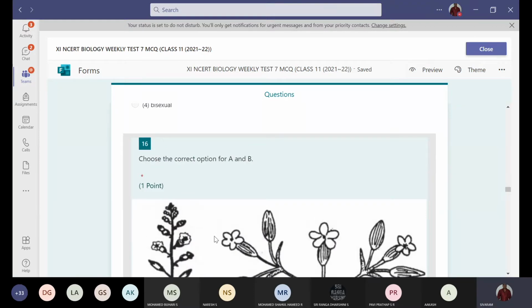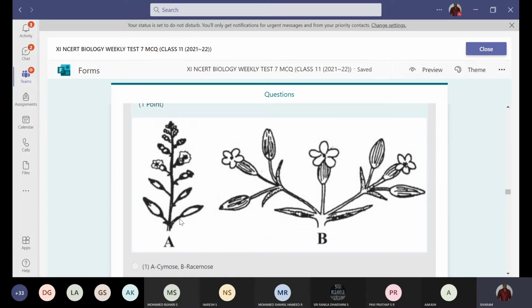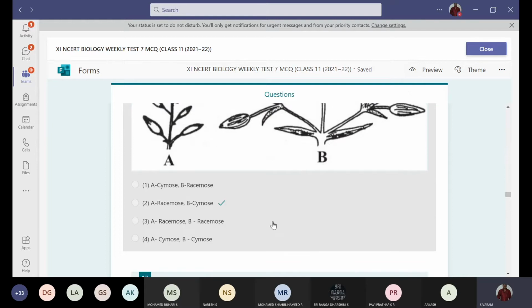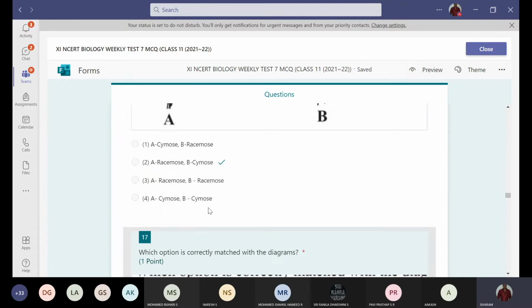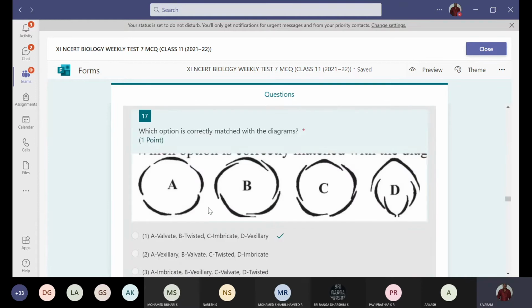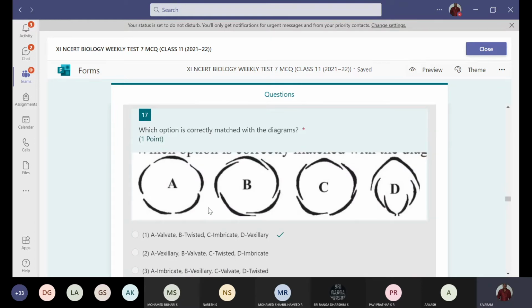Next, choose the correct option for A and B. Here A is a racemose type of inflorescence and B is a cymose type of inflorescence. Racemose and cymose, option 2. And next, which option is correctly matched with the diagrams? A is valvate, B is twisted, C is imbricate, and D is vexillary type of estivation. So valvate, twisted, imbricate, and vexillary. That is option 1.